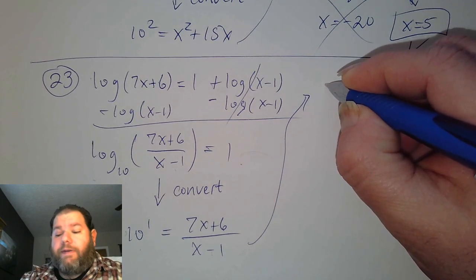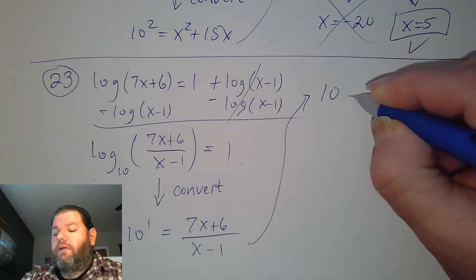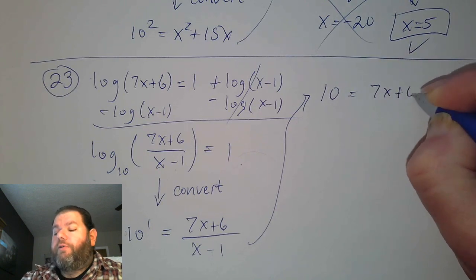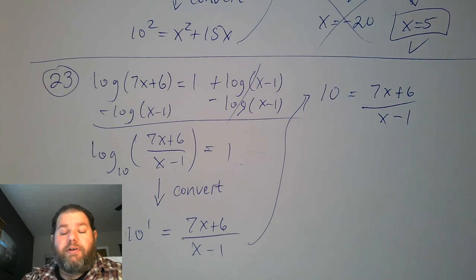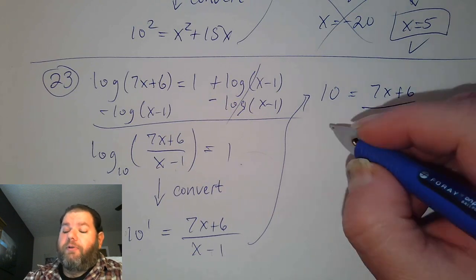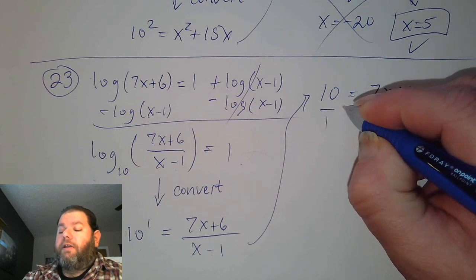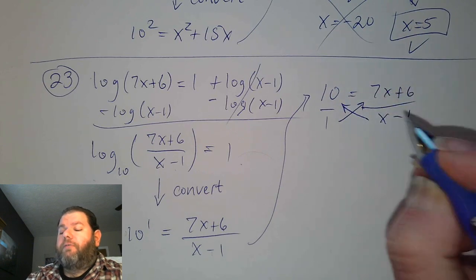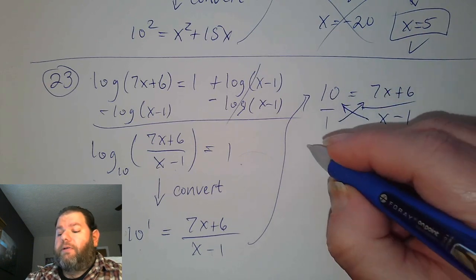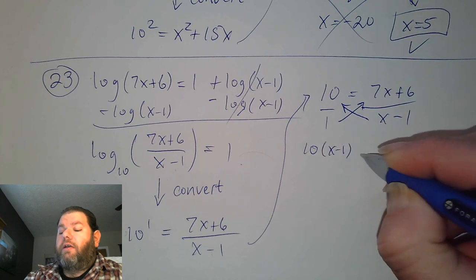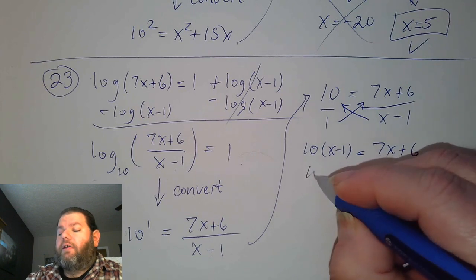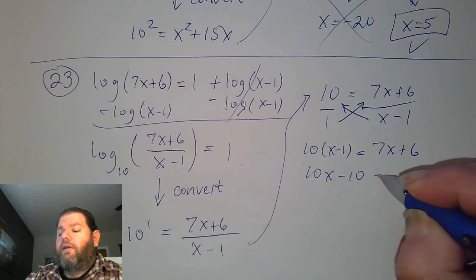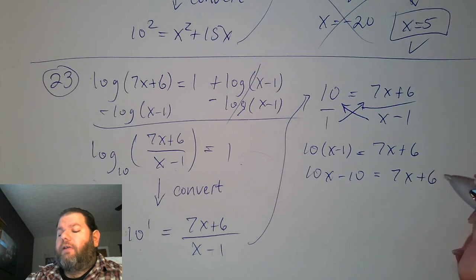10 to the first is just 10. Now, what we would do in this case, there's two ways to think of it, but they both amount to the same concept. We can either multiply by the common denominator, or we can simply cross multiply. But effectively, they do the same thing. If we cross multiply, we do 10 times x minus 1 equals 1 times 7x plus 6. So that's 10x minus 10 equals 7x plus 6.